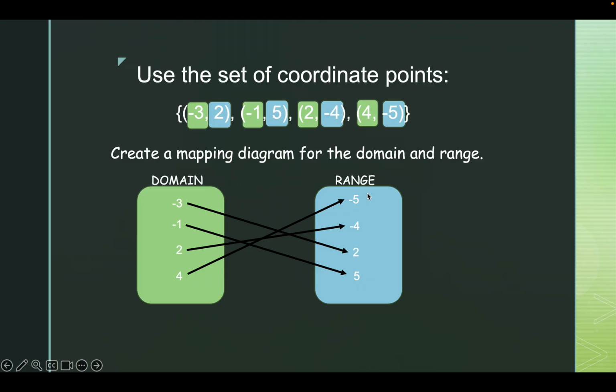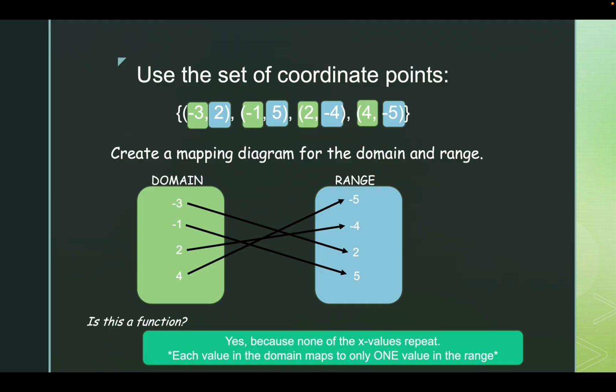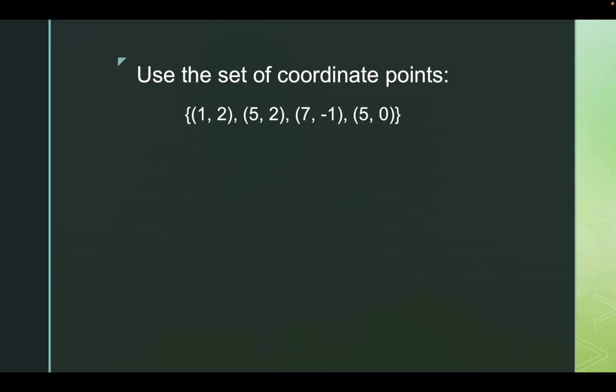When we use this mapping diagram, it becomes more obvious that each input in the domain has only one output in the range. Therefore, this is a function. None of the x values repeat. Each value in the domain maps to only one value in the range.